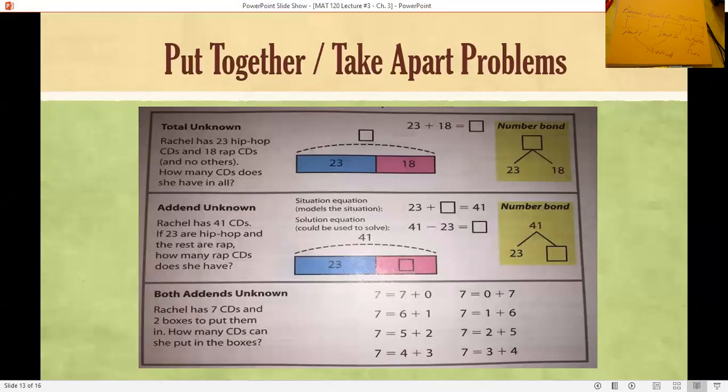This question is very open and broad. It says, Rachel has 7 CDs and 2 boxes to put them in. So how many CDs can she put in the boxes? You might look at this question at first glance and think, oh, they want one case. Okay, how about if she puts 5 in one of them and 2 in the other one? And then it sounds like you finished and answered the problem. The answer is every possible case of how many she could put in every single box. And we need our students to explore and exhaust every last case of what it would be like to separate 7 CDs into 2 boxes.